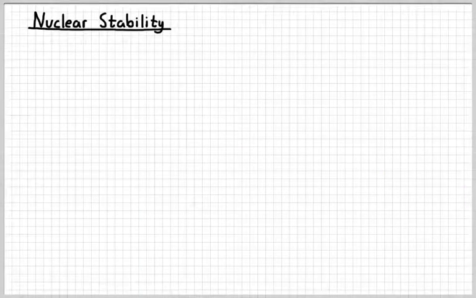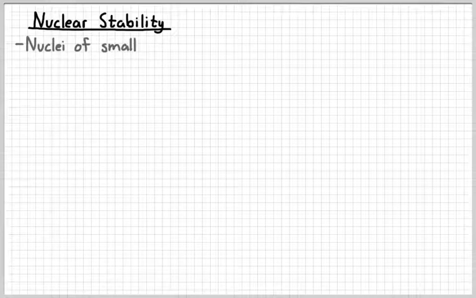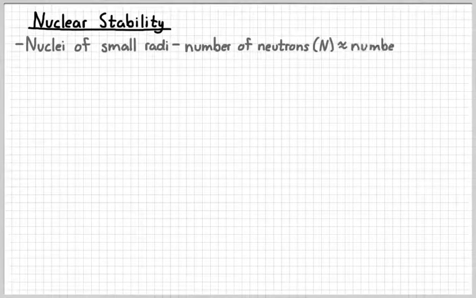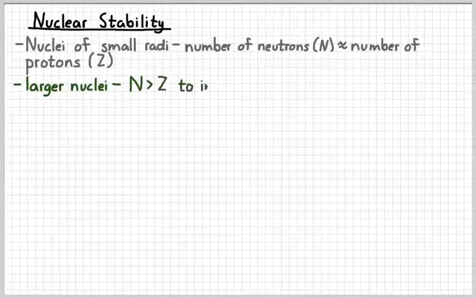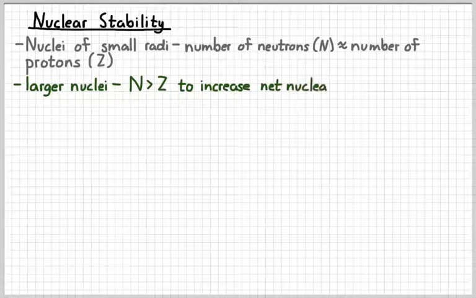So things which have, and by things I mean nuclei, which have small radii, like at the upper end of the periodic table, typically have a neutron number which is approximately equal to the atomic number. And so I can say that the number of neutrons is N and that the number of protons is Z. Larger nuclei have typically more neutrons than protons. The reason for that is necessary to increase the net nuclear force to overcome the added electrical repulsion.